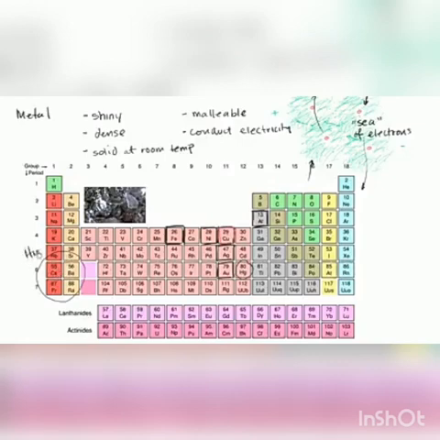So high metallic nature. And the ones on the top right, these are going to be the opposite. They're very unlikely to share electrons. They're very electronegative. They have a very high ionization energy. They have a low metallic nature.